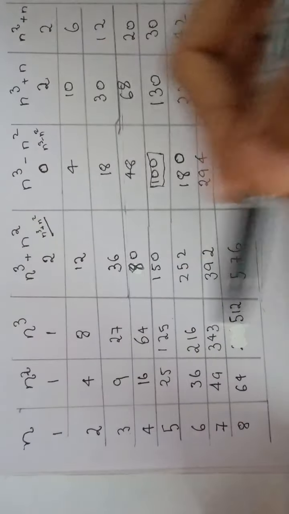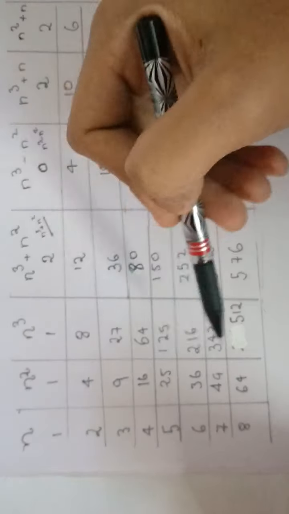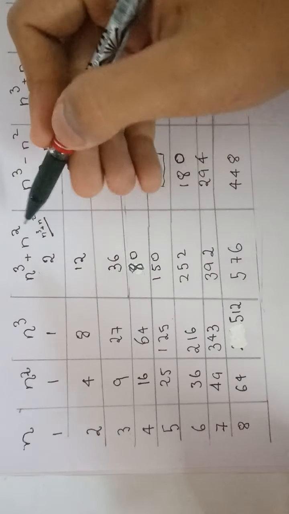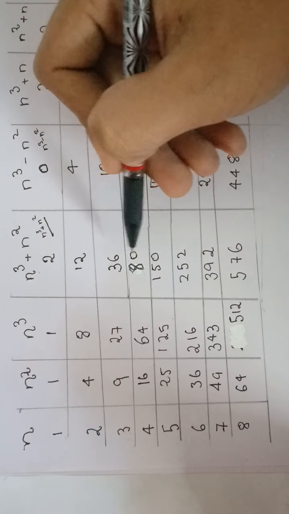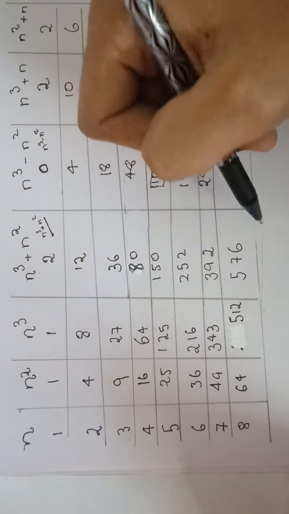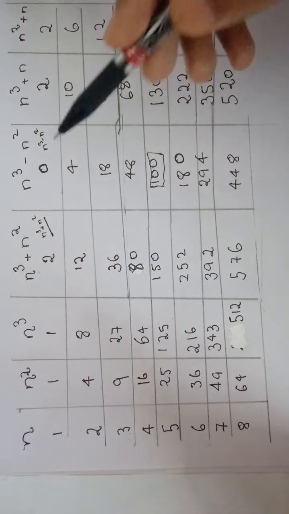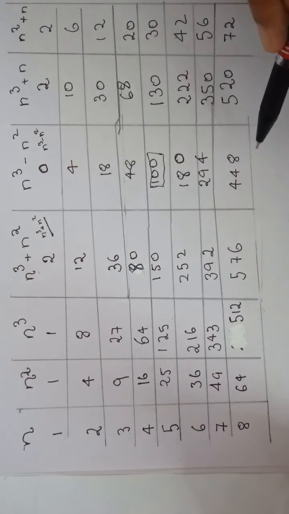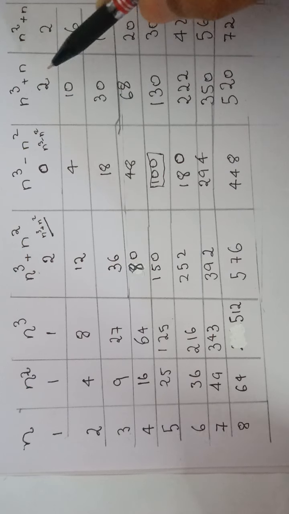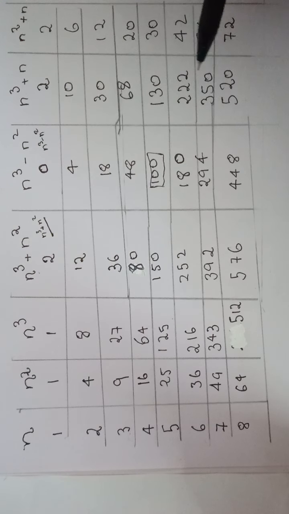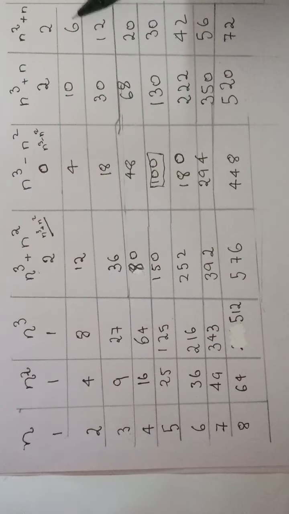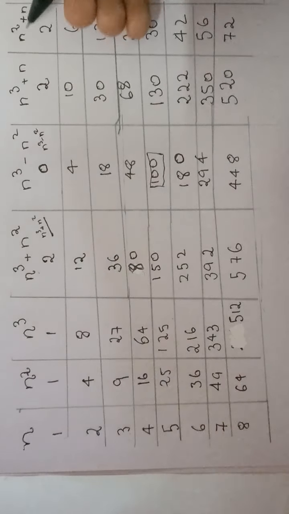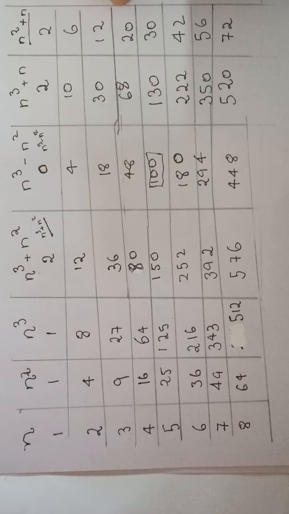I'll repeat it once again. N, these are natural numbers, then square numbers, then cube numbers. We have n cube plus n square, that is 2, 12, 36, 80, 150, 252, 392, 576. N cube minus n square, that is 0, 4, 18, 48, 100, 180, 294 and 448. N cube plus n, that is 2, 10, 30, 68, 130, 222, 350 and 520. N square plus n, that is 2, 6, 12, 20, 30, 42, 56, 72. If you see this, n square plus n can also be written as n into n plus 1.